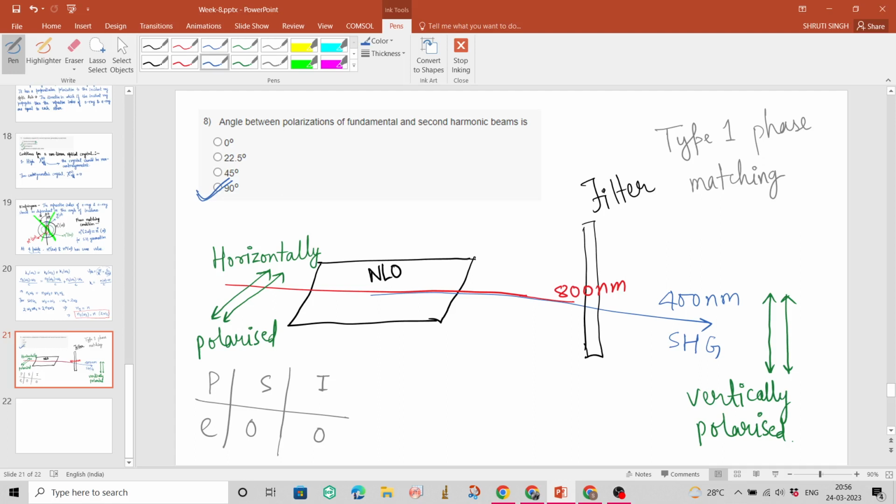How does this happen? This happens due to the nature of the type of phase matching, which is type 1 phase matching. The pump is the E, the signal and the idler are of OO type. That's why we get type 1 phase matching. And here lambda of the signal is equal to lambda of the idler.